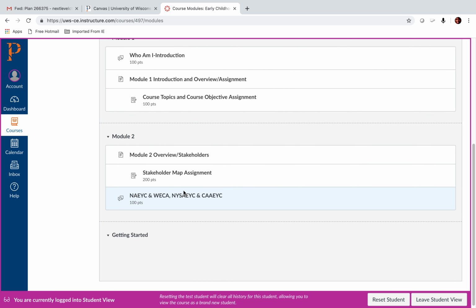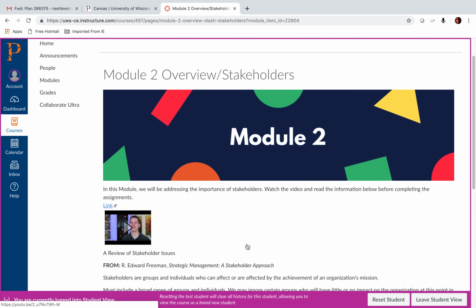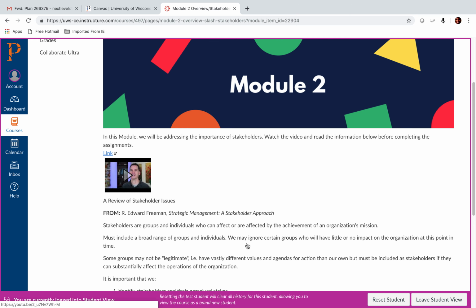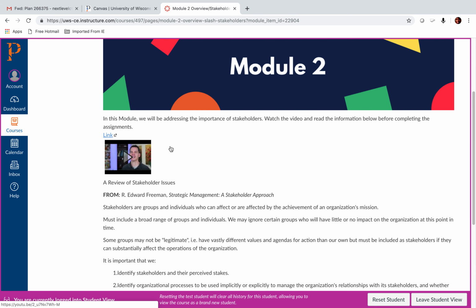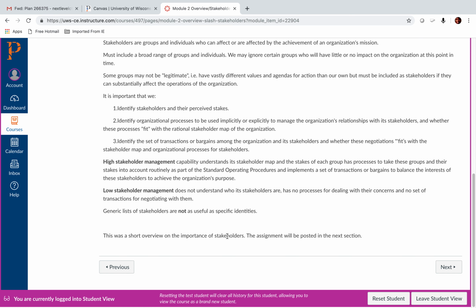For the second week, you have an overview of the stakeholders. So in this module, you'll be addressing the importance of stakeholders. Watch the video and read the information below before completing the assignments. So this is a video actually from YouTube. You can just click on there. I'll let you do that yourself. And then read the information below it.